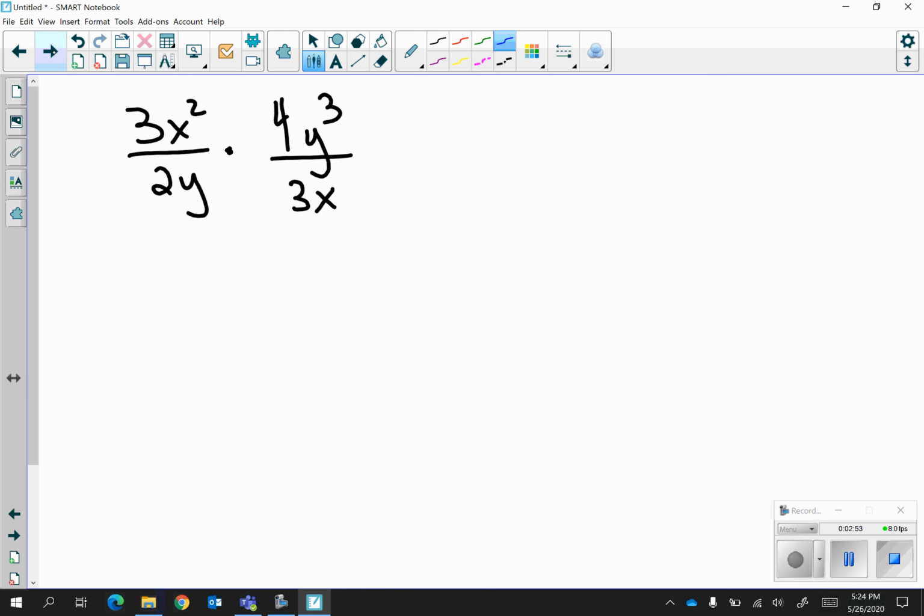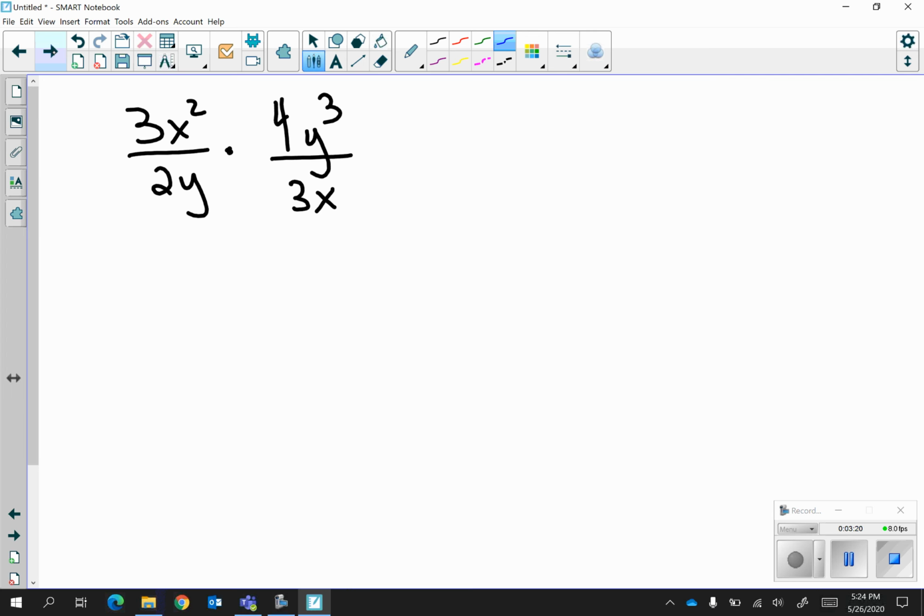Let's try multiplication. Now, when it comes to multiplication, you're going to multiply straight across. You multiply the numerators, you multiply the denominators, and then you would simplify. However, if you simplify to begin with, you'll save yourself a lot of simplifying at the end. I prefer to simplify with the smaller numbers in the beginning than to simplify with the larger numbers at the end. So what you're going to do is look at your coefficients.